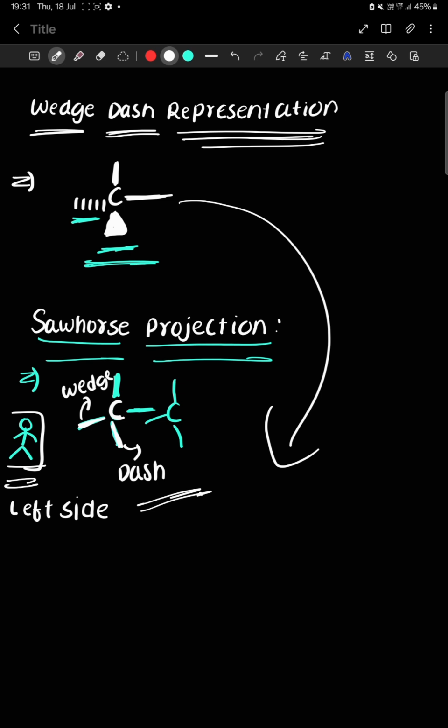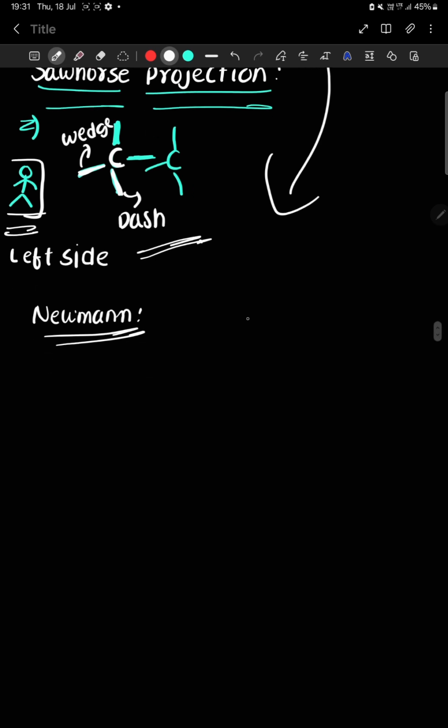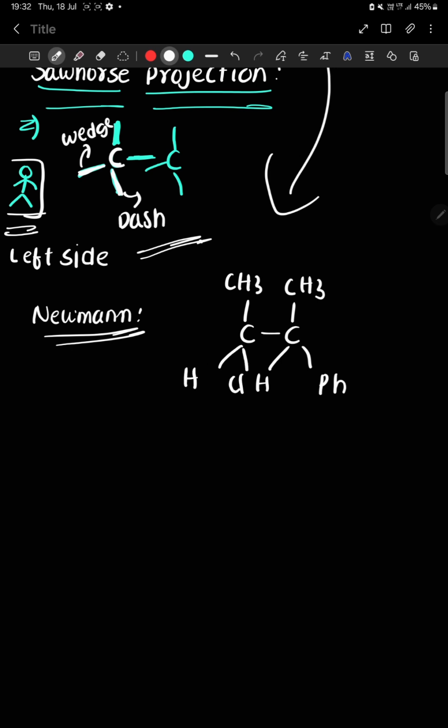I apologize for the background noises, but let's move on. So from sawhorse to Newman. Let's imagine a compound like this. There's a CH3 here, hydrogen and a phenyl group, CH3 here, hydrogen and chlorine.